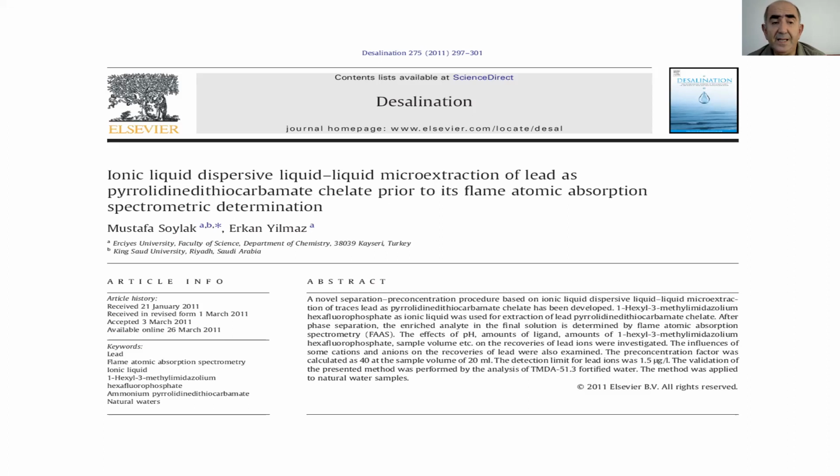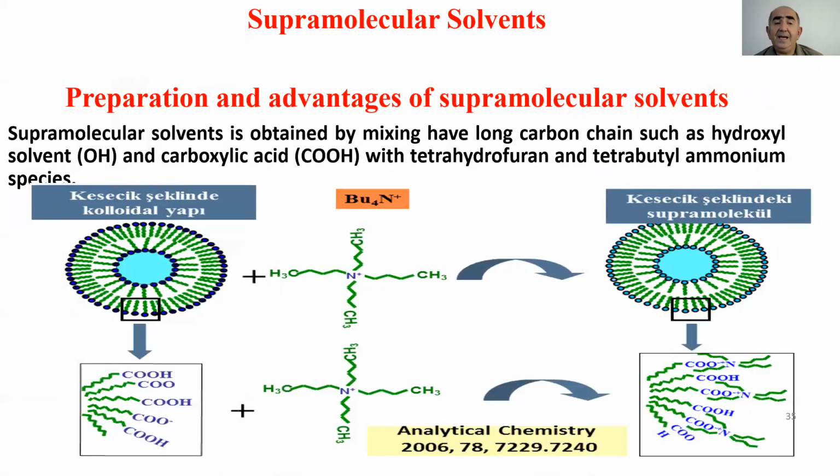We can get quantitative results by using these ionic liquids for the separation and preconcentration of lead ions by using a microextraction strategy. Another one is the supramolecular solvents. They are obtained by mixing a long carbon chain, such as hydroxyl solvents and carboxylic acids, with tetrahydrofuran or tetrabutyl ammonium species.